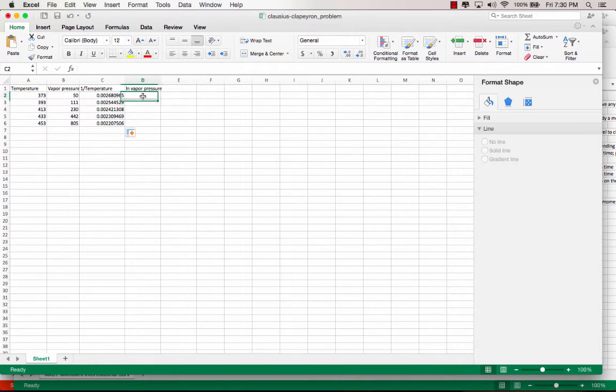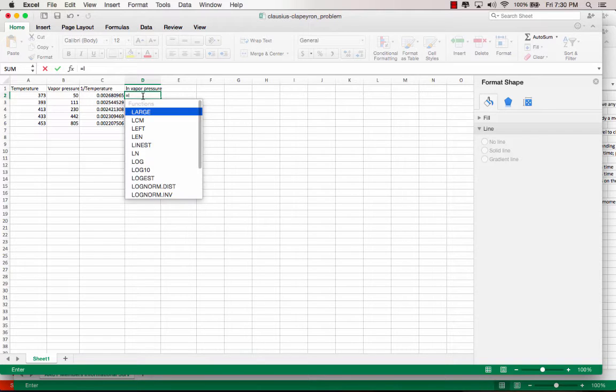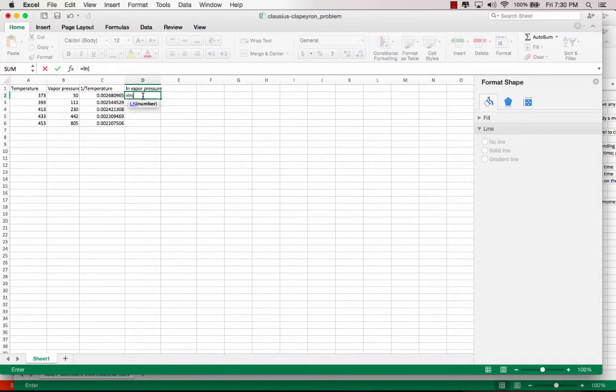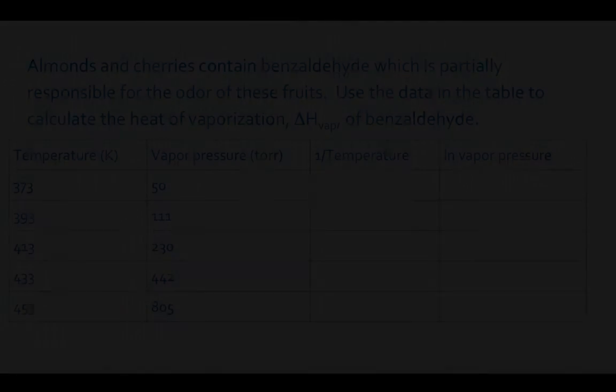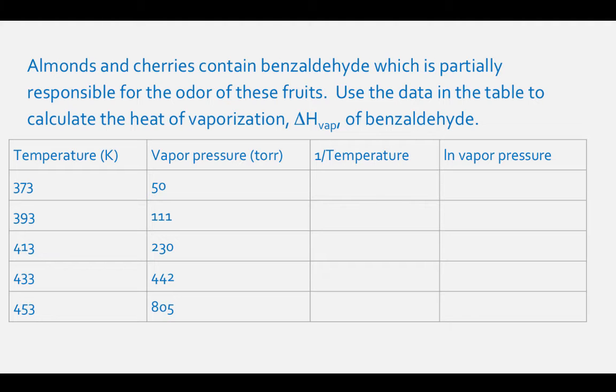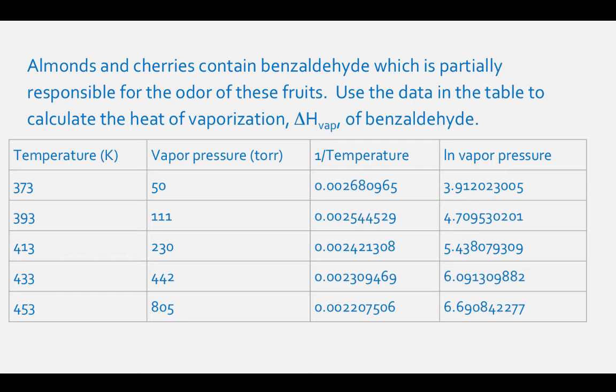To take the natural log of the vapor pressure column, type into one cell next to the vapor pressure column the equal symbol, then ln, and then a left parenthesis. Then highlight the first vapor pressure and then type the right parenthesis. You can do this for each vapor pressure, or you can drag this first equation to the rest of the column. The values to be used in the graphing will be these. You will want to graph this data using a scatter plot, and then find the equation of the linear line.